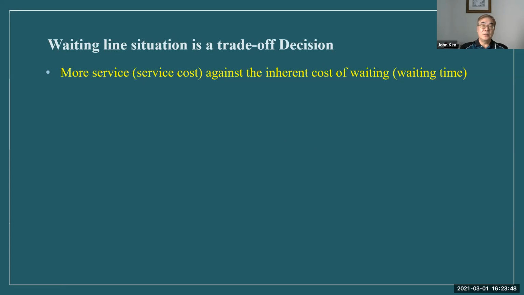Okay, waiting line model, queuing system. The waiting line situation is a trade-off decision. So this is a trade-off between more service against the inherent cost of waiting. So between service cost and waiting line, we should make a balance.